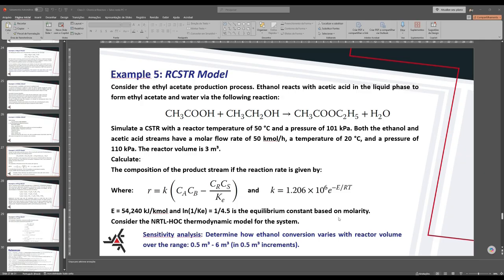Okay, the basis is a molar basis for the reaction, and let's use the non-random two-liquid Hayden-O'Connell thermodynamic model for this system. After finishing, we will also implement a sensitivity analysis to see how conversion varies with the reactor volume, in an interval of half a cubic meter to 6 cubic meters, considering increments of 0.5 cubic meters. Okay, so let's go to our example.